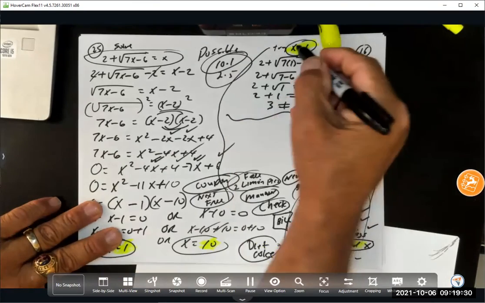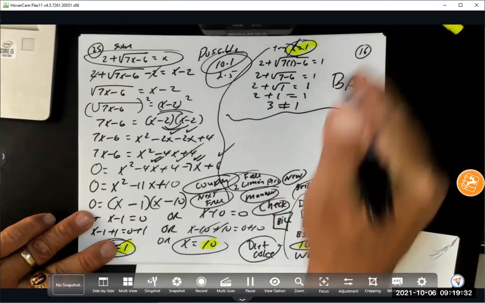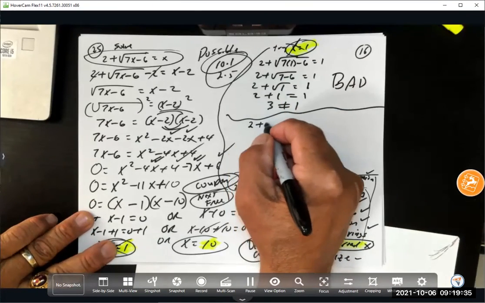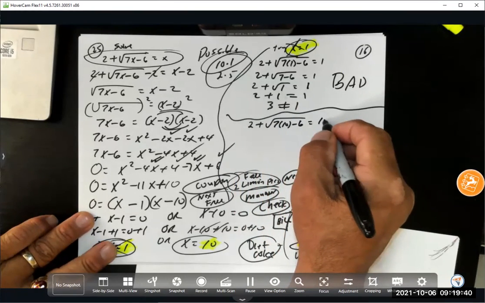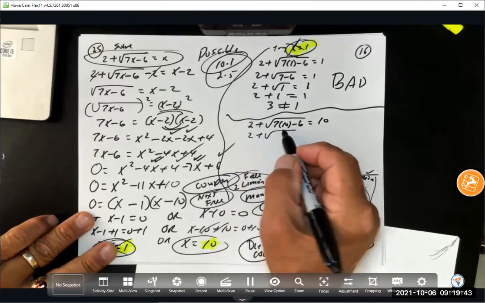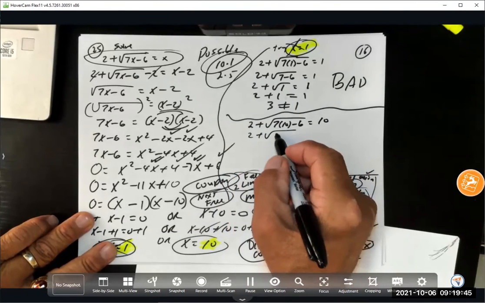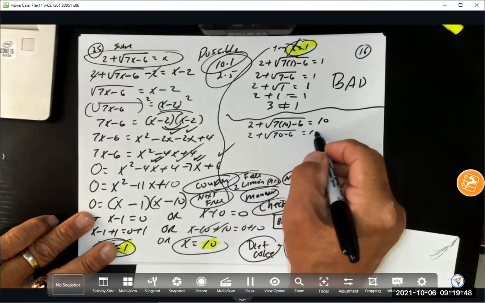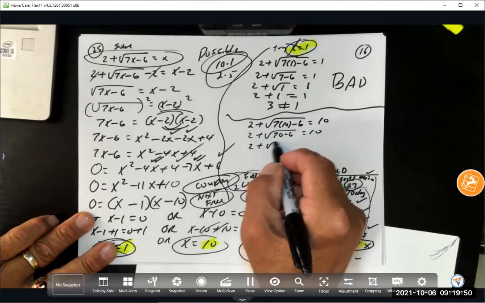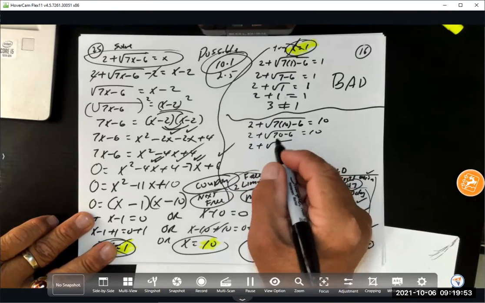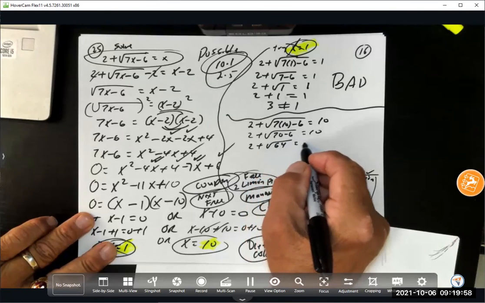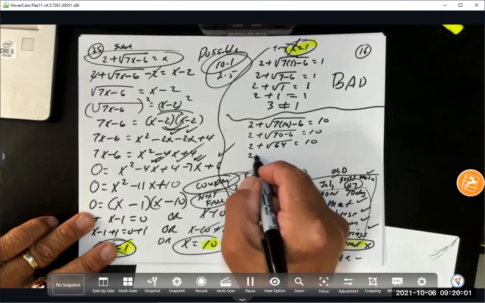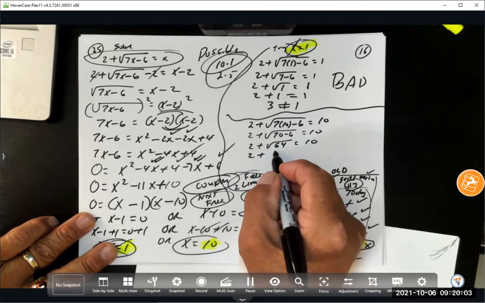Now I'm going to try the 10. Ready? So 2 plus square root of 7 times 10 minus 6. Is that equal to 10? I don't know. Let's find out. That's going to be, what's 7 times 10? Is that 70? Minus 6. That give me 10? I don't know. What's 70 minus 6? 64, yes or no? Yes. And what's the square root of 64? Is that 8?